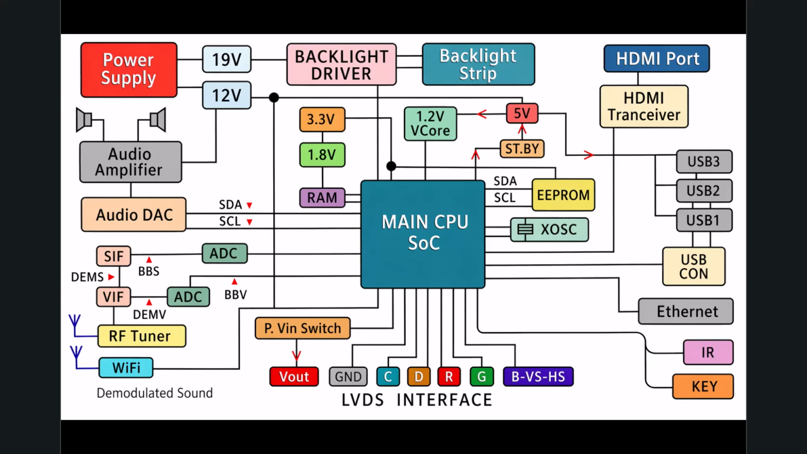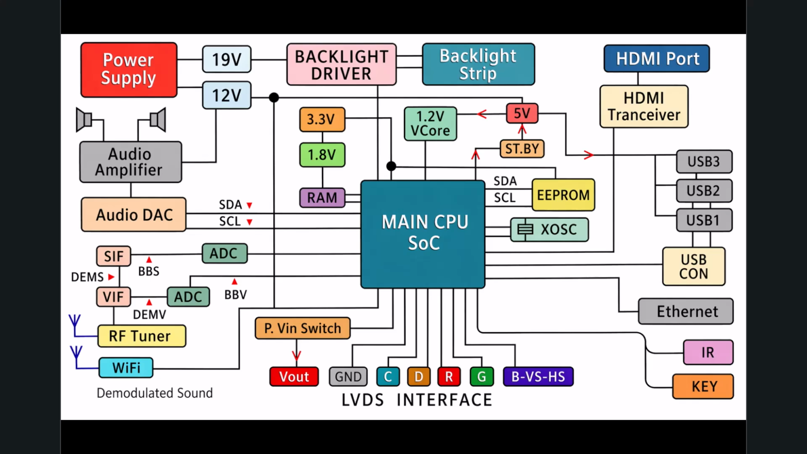You can see the separate data channels representing the primary colors, red, green, and blue, along with clock and sync signals labeled BVSHS. There is also a VOUT power line connected here, controlled by the PVIN switch, panel voltage input switch. This is a crucial protective mechanism. This switch ensures the delicate LCD or OLED screen only receives power when the main CPU is fully booted, stable, and ready to transmit an image. Sending power to a panel without a stable data signal can cause visual artifacts or even damage the display matrix.